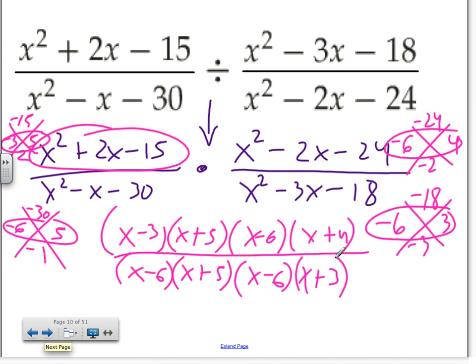Before I say, yeah, they're all lined up by multiplication signs, it's all good, right? We can cancel. But excluded values, please. Can anyone tell me what the excluded values are? 6, 5, 6, and negative 3.